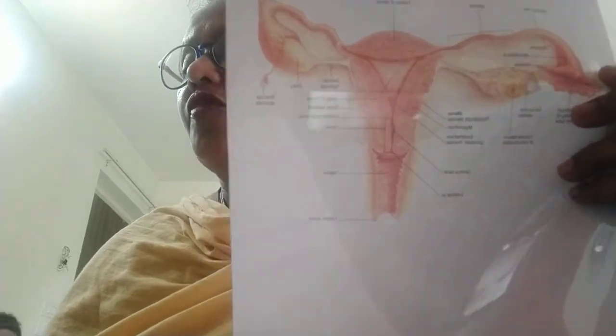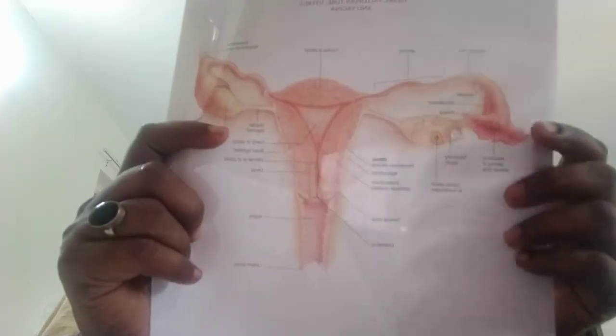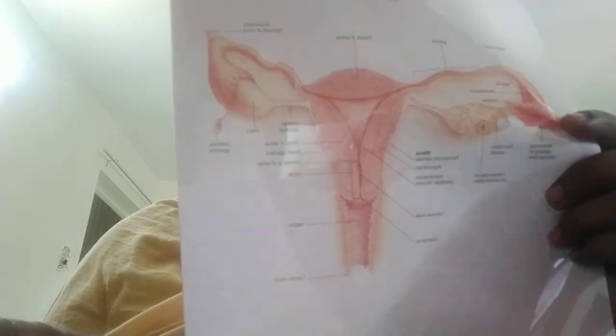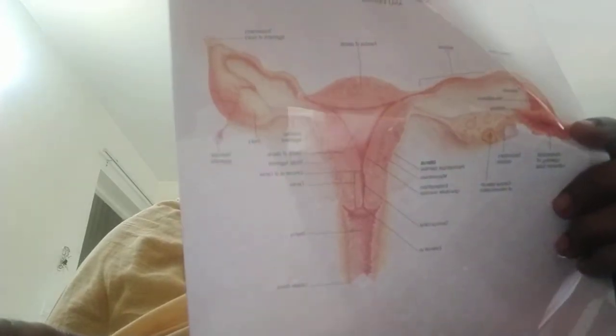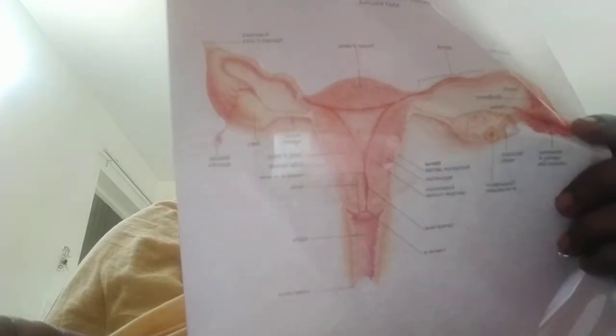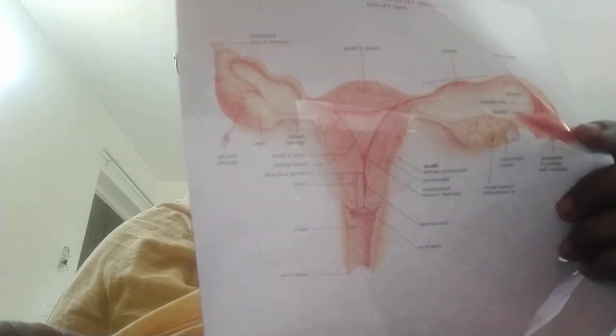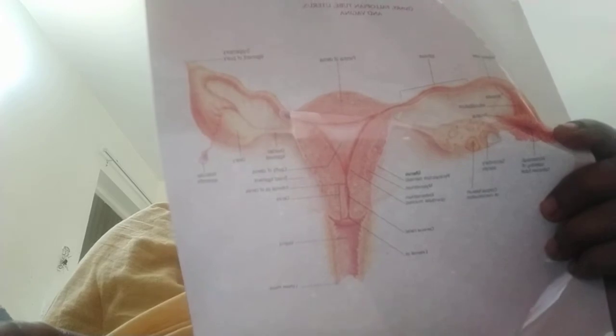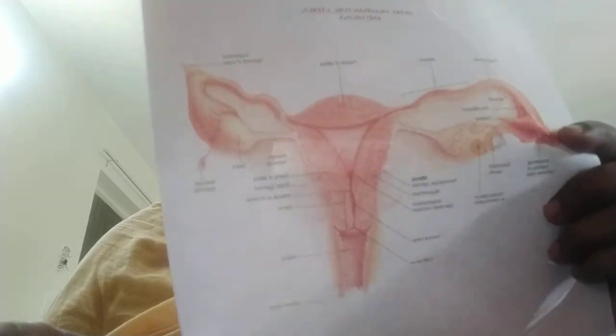Then comes the infundibulum. After the isthmus and ampulla, there is this wider part called the infundibulum. What is the infundibulum? It is a funnel-shaped open abdominal extremity measuring 1.2 centimeters, and at the bottom of this part lies the abdominal ostium of 3 mm width.